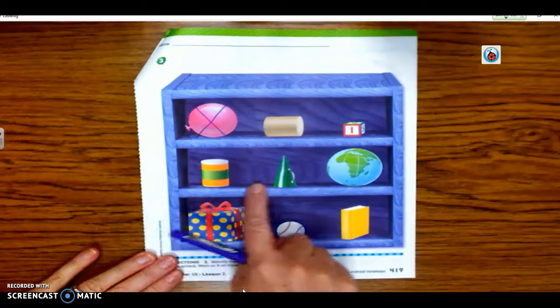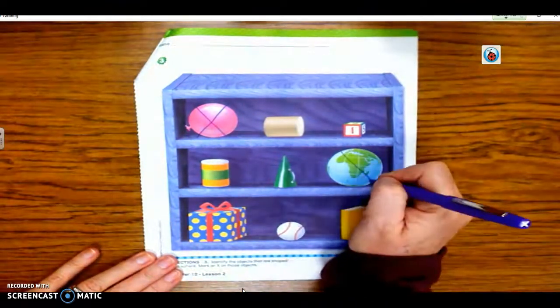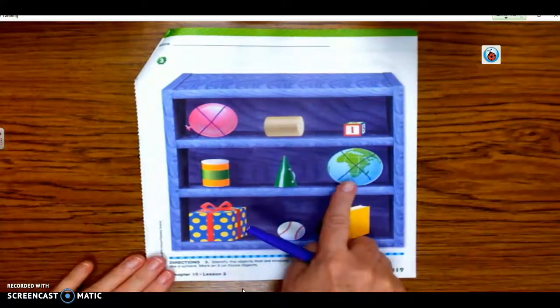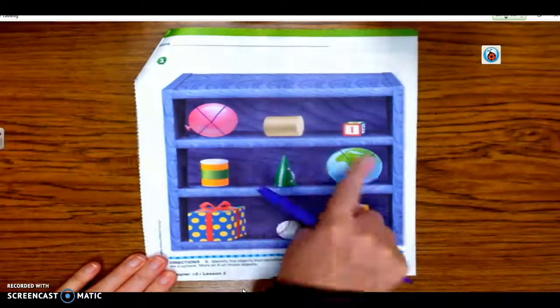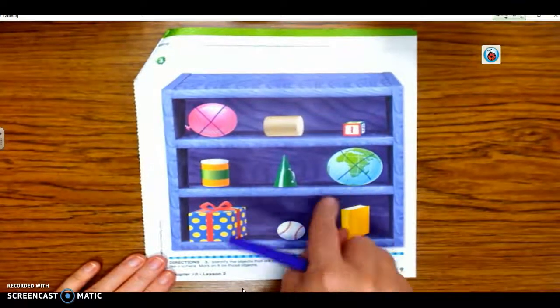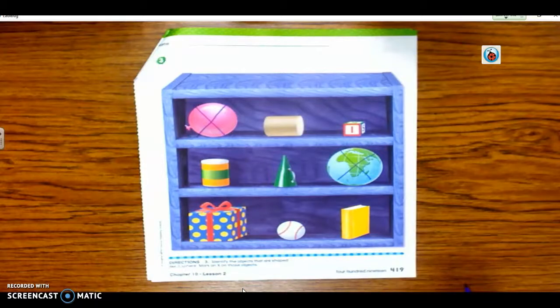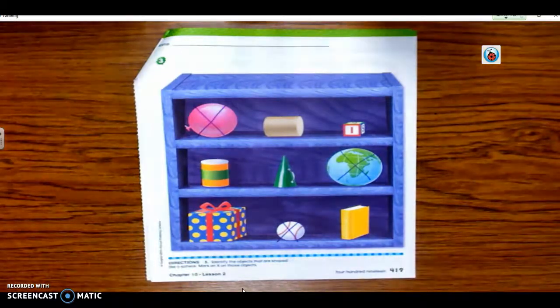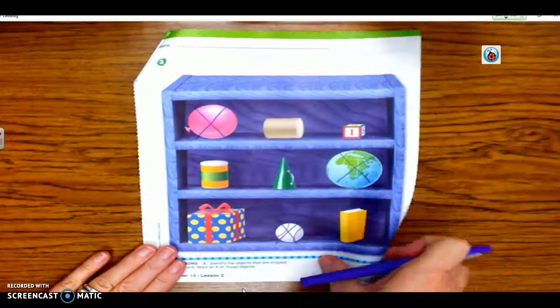Look at the middle row. Put an X on the sphere. You should have put an X on this one. That is called a globe. It shows different parts of the world. It shows different countries and the water. All the continents. All right, look at the bottom row. X out the one that is shaped like a sphere. You should have put an X on the baseball. When you are finished, turn to the back page.